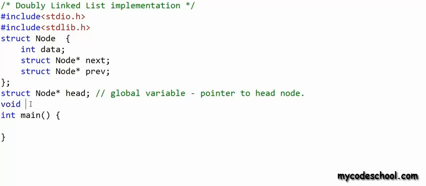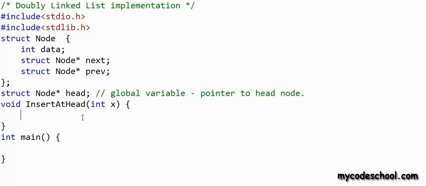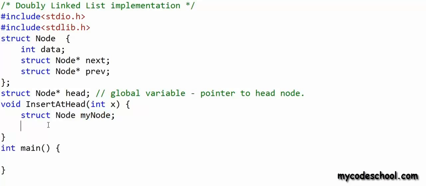The first function that I want to write is insert at head. This function will take an integer as argument. The first thing that we want to do here is we want to create a node. We can always declare a node like this. Just like declaration of any other variable, we can say struct node, and then we can give an identifier or name. And now in this my node that I have created, I can fill in all the fields.